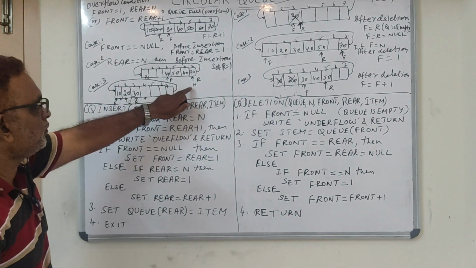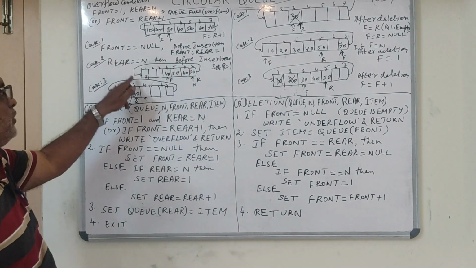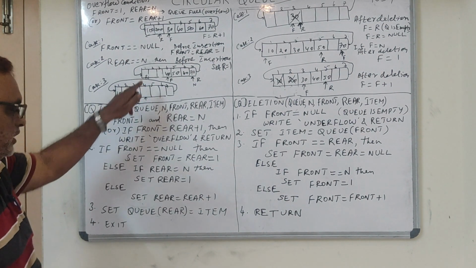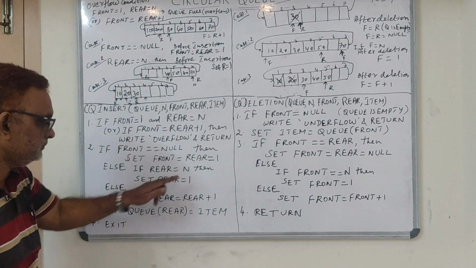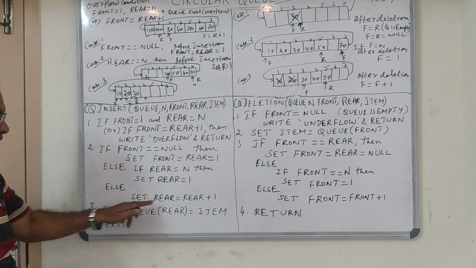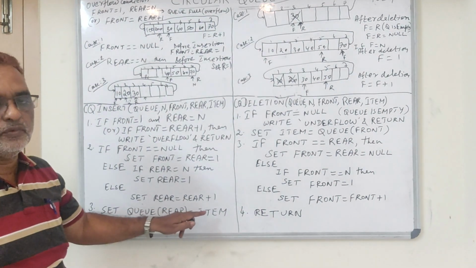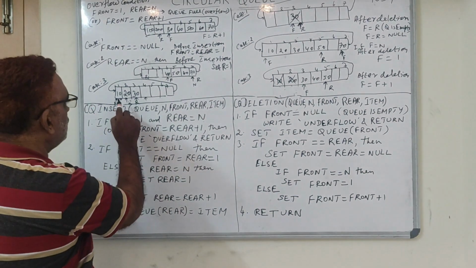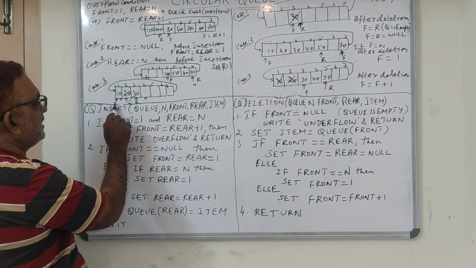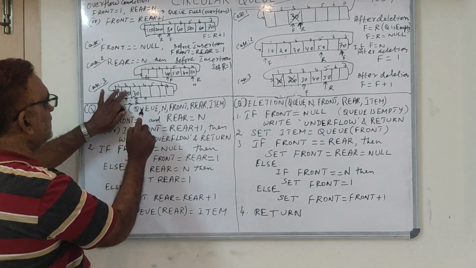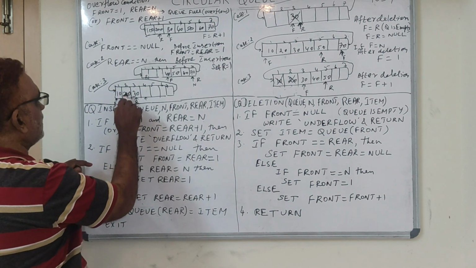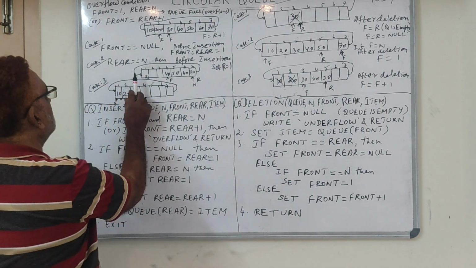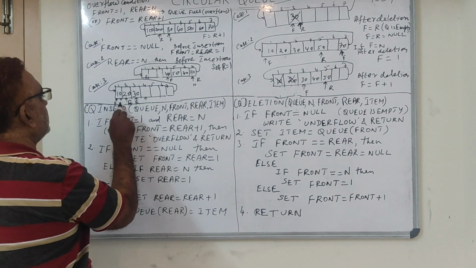Okay, so rear is here, so you have to move the rear to the first location if rear is equal to n. Else, it is the normal queue operation, in which you are going to insert the element. The front is here. Now you are going to insert the next element, that is 20. So what will happen? Rear is incremented by 1 and it moves. So both are here now.